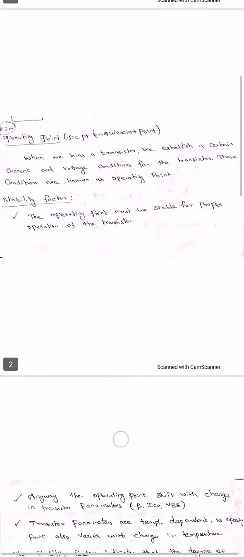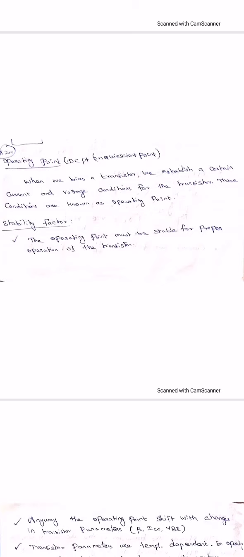Next one, operating point. The operating point is also called the Q point or quiescent point. The definition of operating point is that when we bias a transistor, that is, we apply biasing to the circuit, it establishes certain voltage and current conditions for that transistor. Whenever we apply the bias, that is the external DC voltage, the circuit establishes a certain amount of voltage and current. That voltage and current value is referred to as the operating point, quiescent point or DC point.